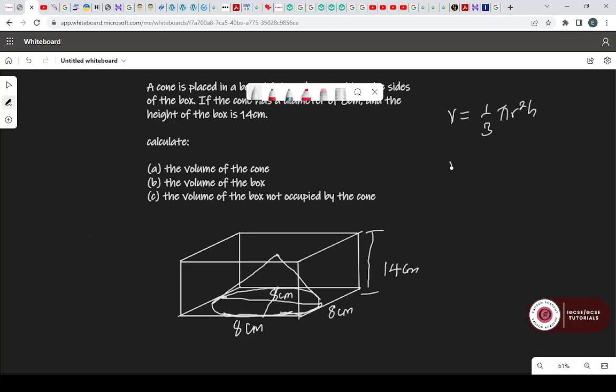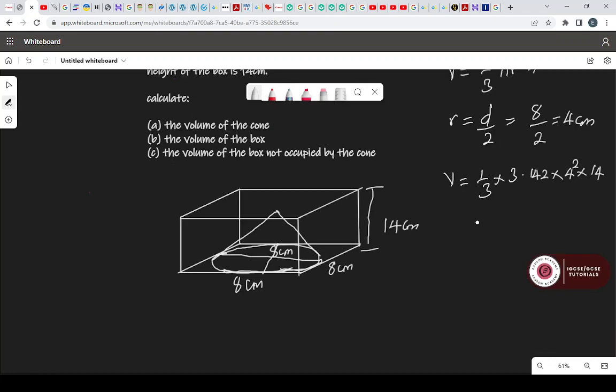Now, for the radius, of course, radius is diameter divided by 2. And the diameter here is 8 cm. So 8 divided by 2 is 4. So the radius of the cone is 4 cm. Volume, therefore, is 1/3 times 3.142, approximate value for pi, times 4 squared, and the height, which is 14. By the time I plug all of this into my calculator, I have 3.142 times 16 times 14.